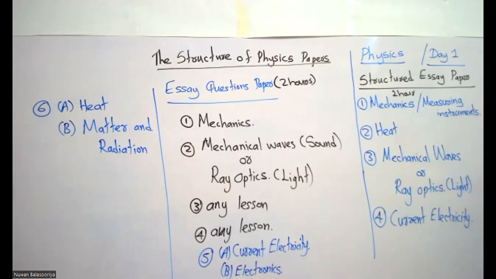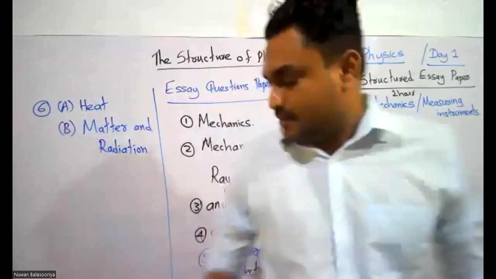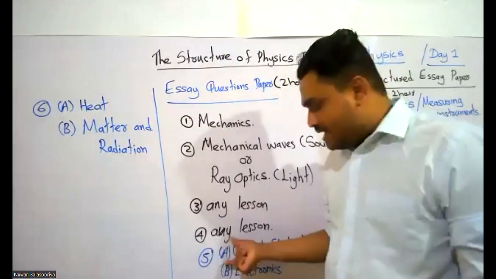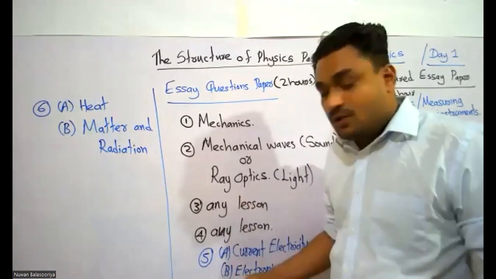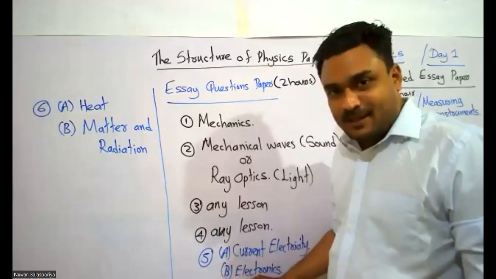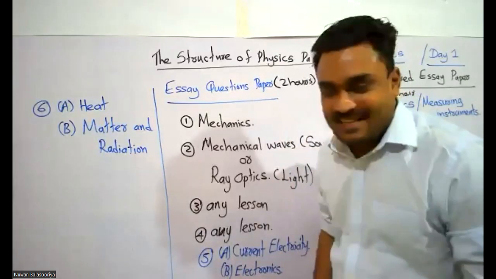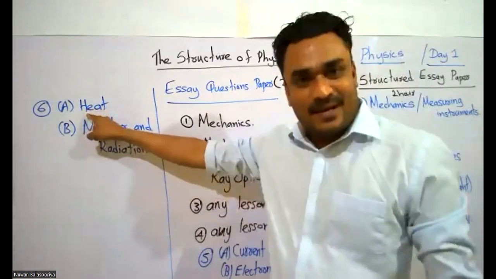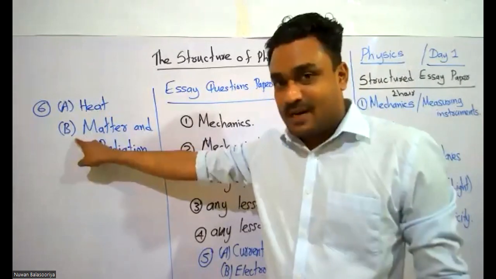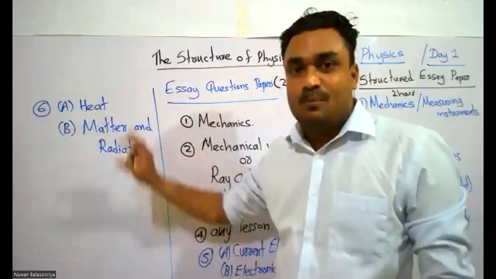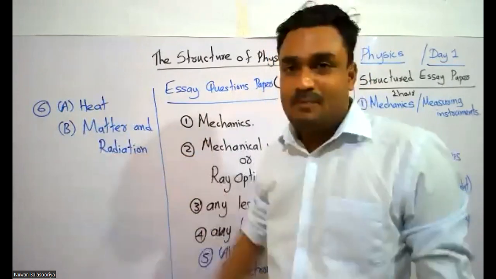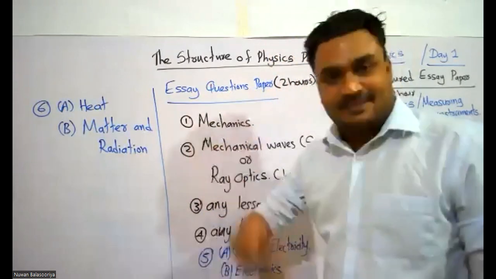Actually, there are 8 questions in this paper, because 5A is a separate question, 5B is a separate question. Unfortunately, you cannot answer both A and B. You have to select one of them. Again, 6A is a separate essay question, 6B is also a separate essay question. You have to select one of them and answer. So altogether, there will be 8.